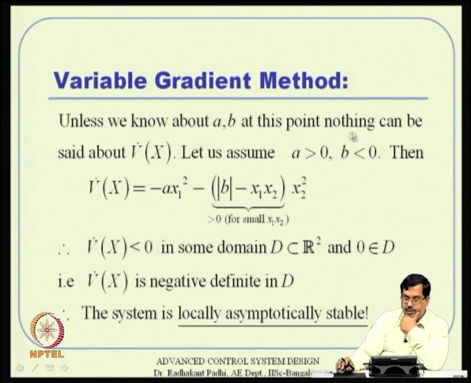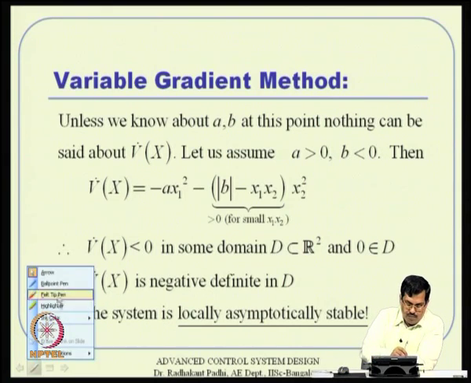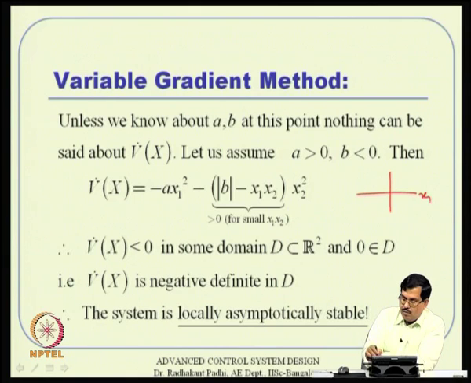And what does it tell you? Any expression like this, for small x 1 x 2, is going to be positive, because this is a positive number after all. So, I have some domain around x 1 x 2, where this equilibrium is at 0, for which the modulus of b is larger than that domain. If I take the x 1 x 2 combination, multiply x 1 and x 2, then the modulus of b that I am talking about here is greater than that value.